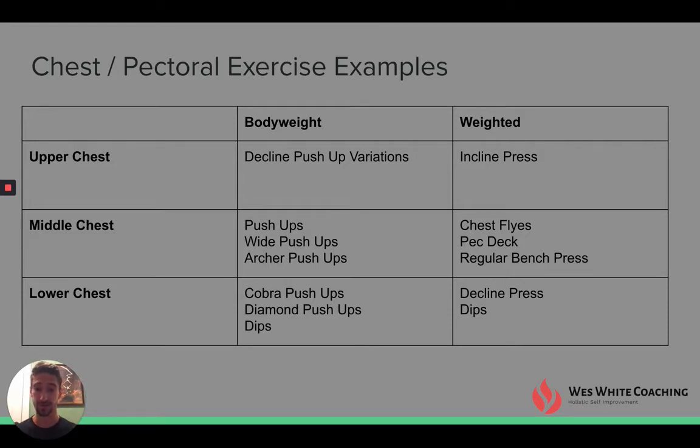For the lower chest, you're going to be pushing up from the floor in a kind of yoga style position. So that's going to focus a lot more on the lower chest, and also the triceps are involved in this movement quite a bit. So cobra push-ups are a great example of these for bodyweight exercises, diamond push-ups too, and then dips. That'll be things like a bench dip, for example, or just a regular dip on a dip machine. For the weighted exercise version of this, you're going to be doing a decline press movement or dips as well.